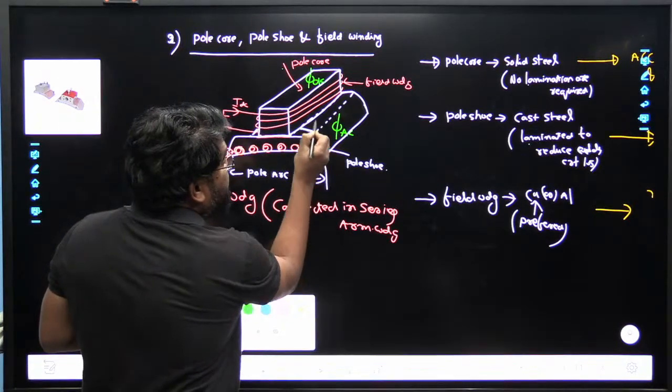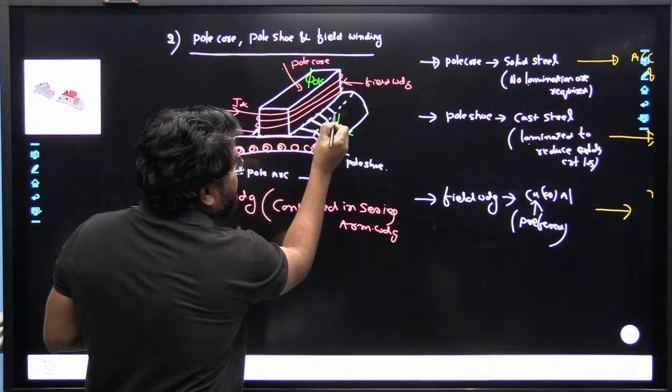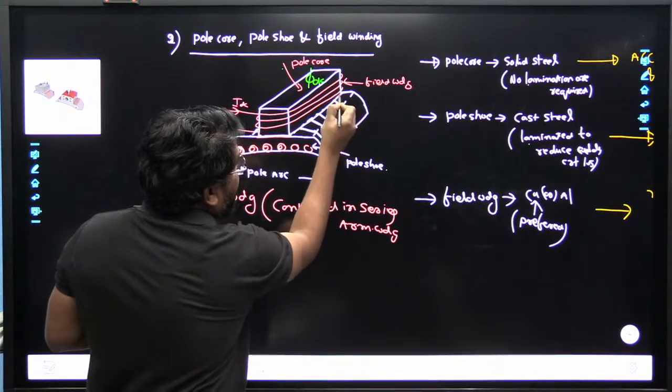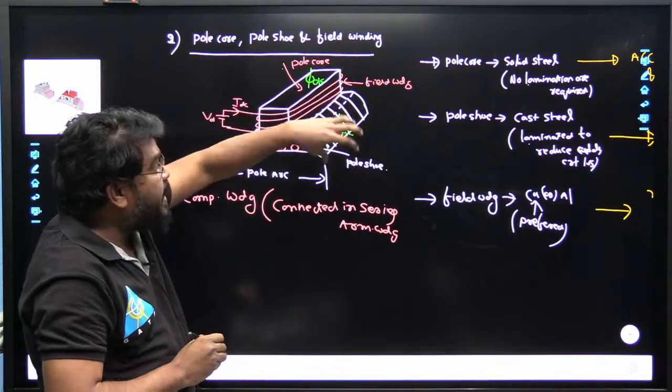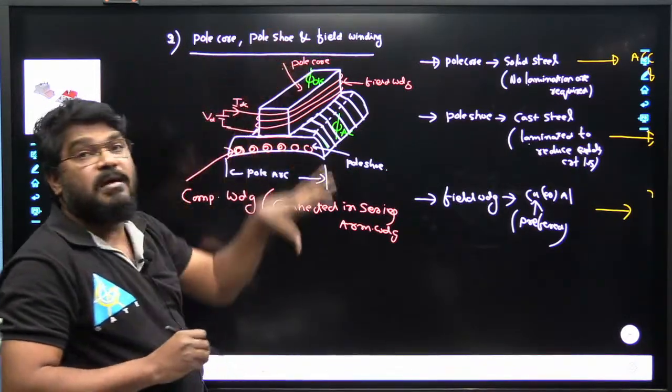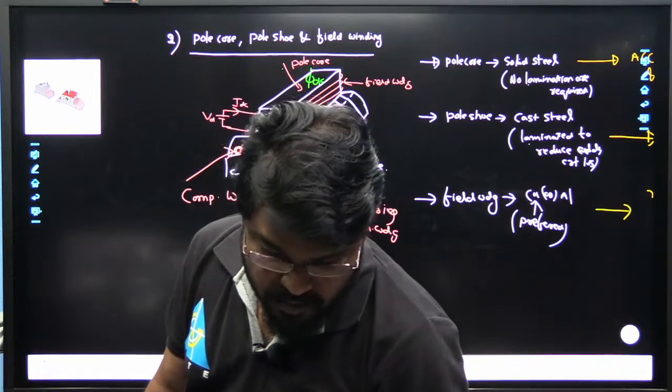How do we reduce these eddy current losses? The pole shoe can be laminated, like this. All these laminations are provided in the pole shoe but not in the pole core. Is that clear now?